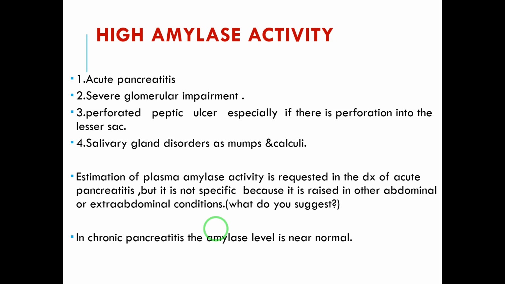Acute pancreatitis leads to release of a very large amount of amylase, usually due to autodigestion of the pancreas. But in case of chronic pancreatitis, usually the level of amylase is near normal because the number of cells decreases and they may be fibrosed, so the production of the enzyme will be low.